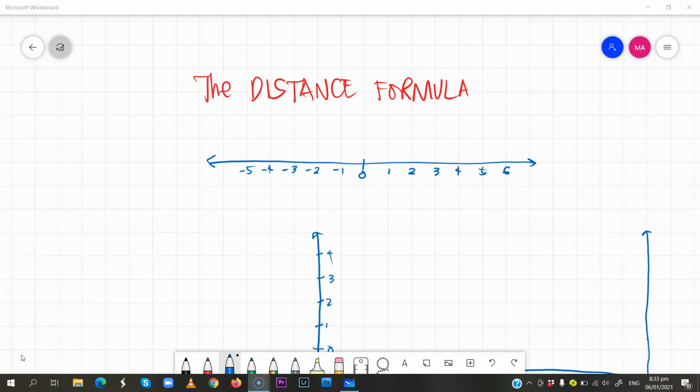For example, if I have a point here and another point here, if we're going to get the distance or the length of the segment formed, we can simply count 1, 2, 3, 4, and 5. So the length is 5 units. Or we can simply subtract 3 and -2. So the answer is still 5. That's for horizontal.